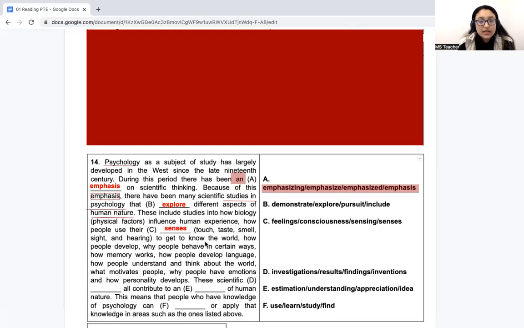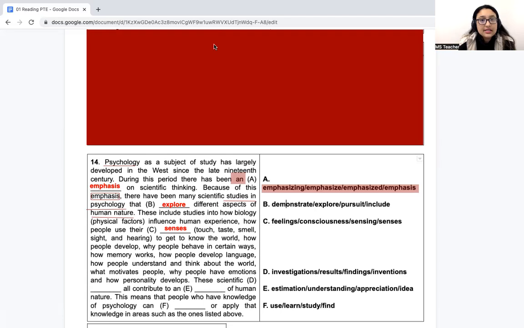Now I'm going to read that. Very quickly, I'm not saying you have to relax and read very quickly in your mind. So what is this? These include studies into how biology influences human experience, how people use their senses to get to know the world, how people develop, why people behave in certain ways, how memory works, how people develop language, how people understand and think about the world, what motivates people, why people have emotions, and how personality develops. These scientific dash all contribute.